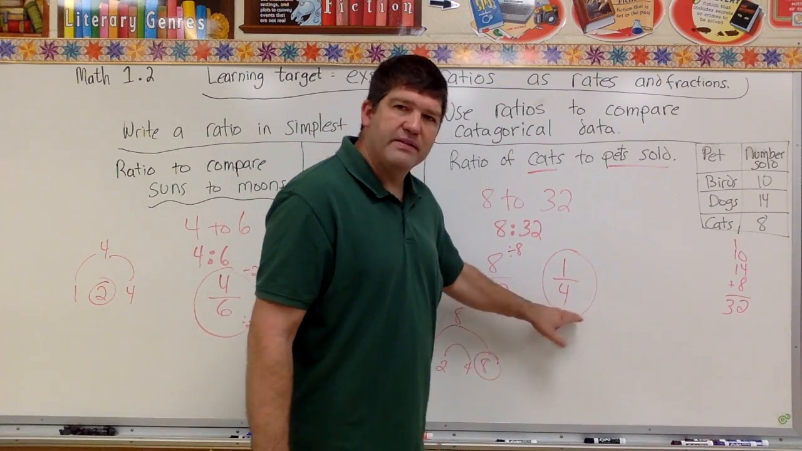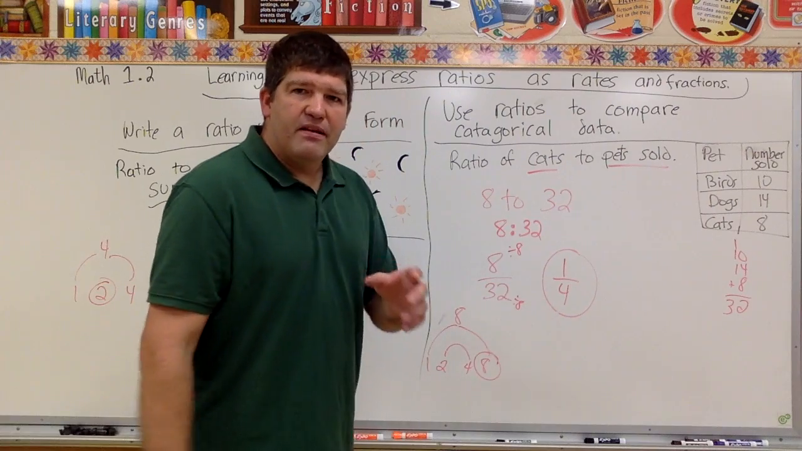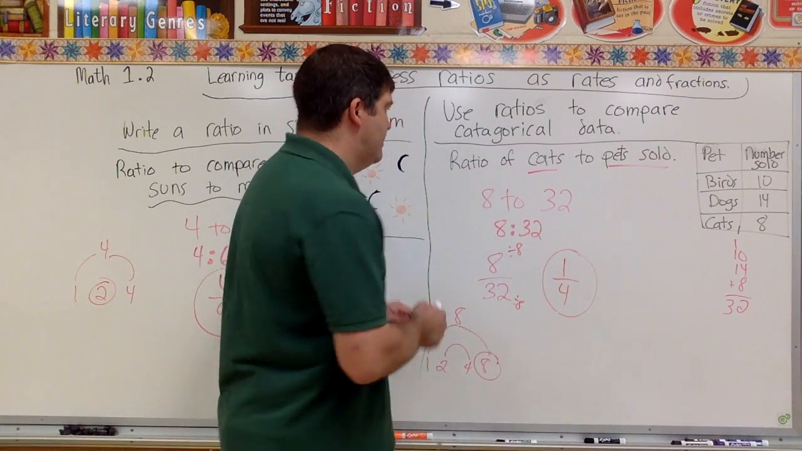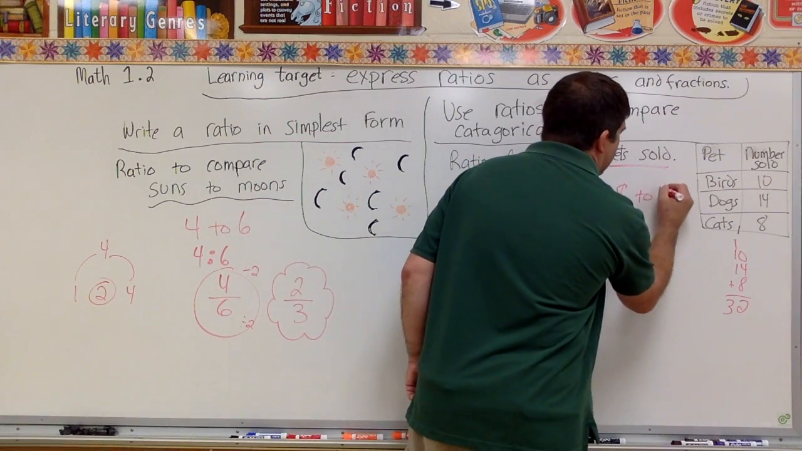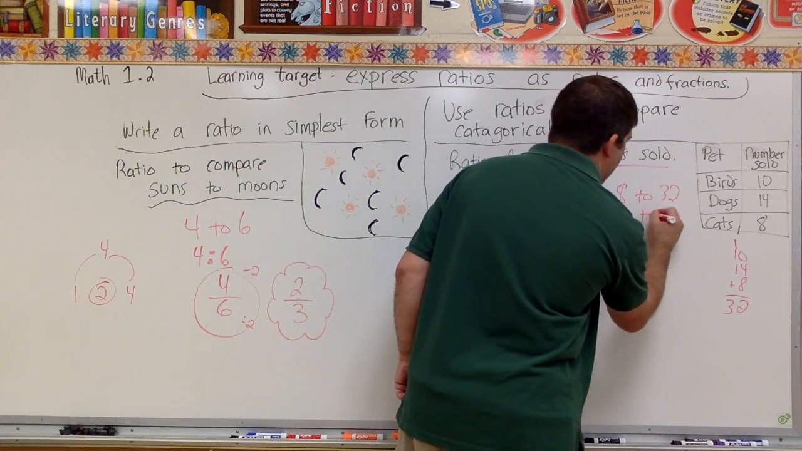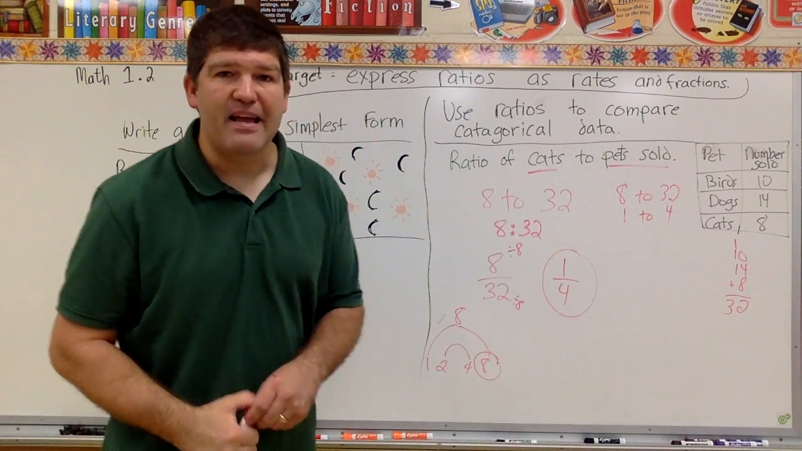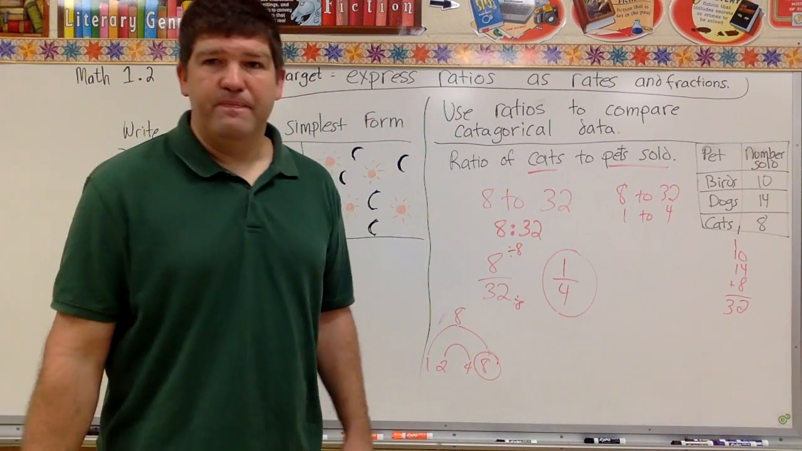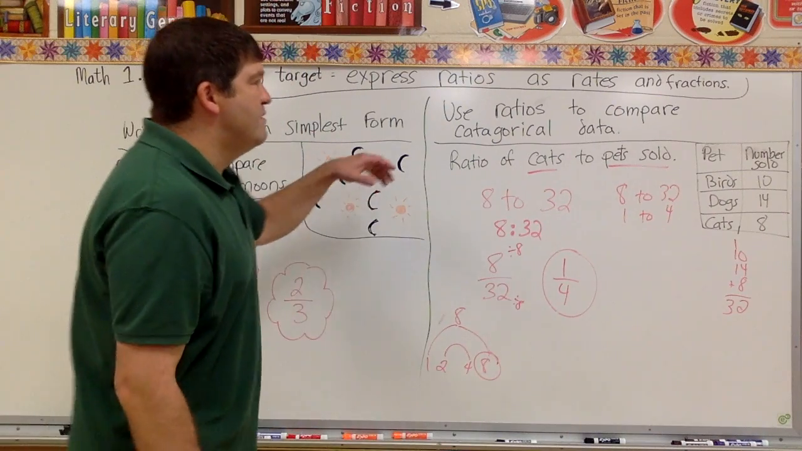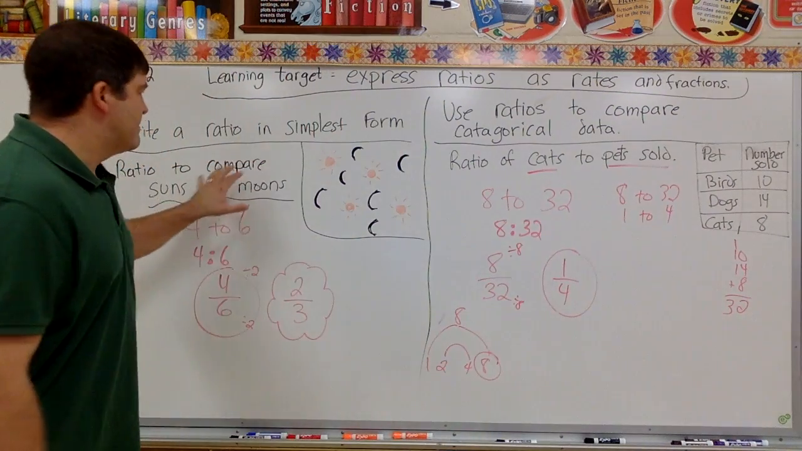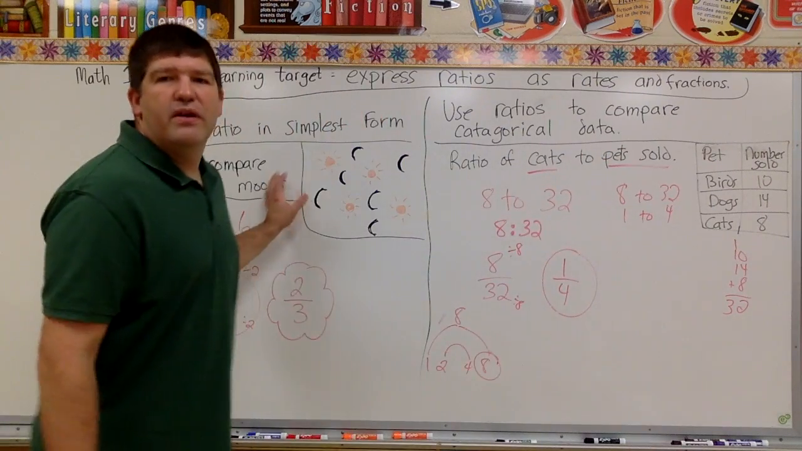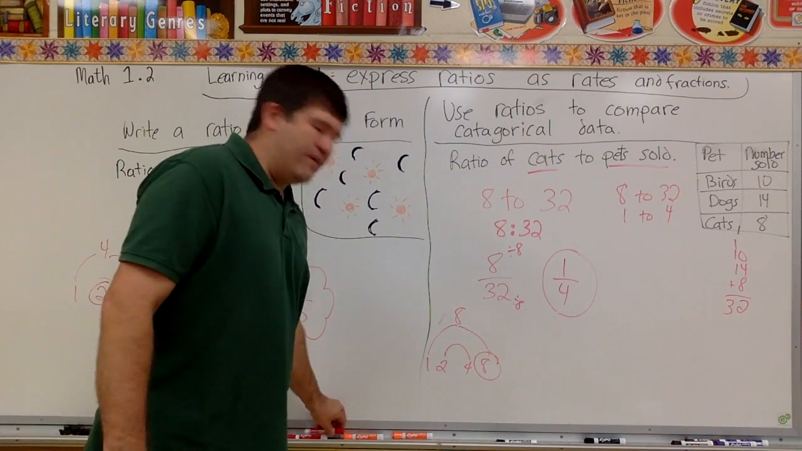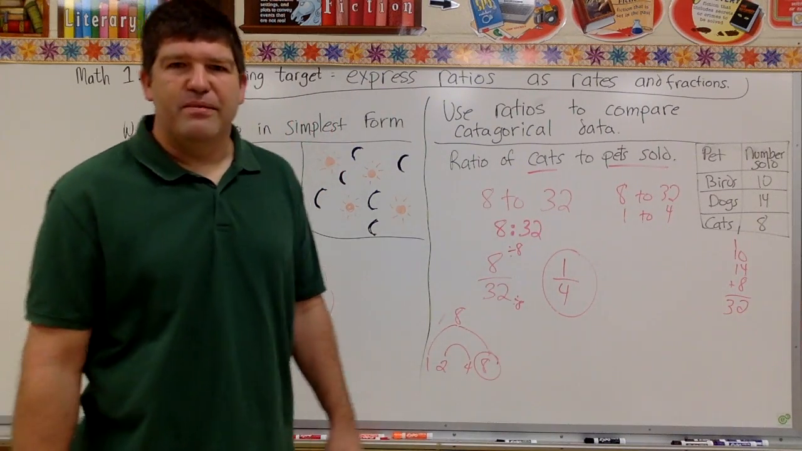This is where you always want to get. You always want to get it down to the simplest. So you can say, for every 1 cat, 4 pets sold. 8 to 32 is the same as saying 1 to 4. It's the exact same. They're equivalent. You just figured it out and simplified it. So this is the way to take a ratio, like suns to moons or cats to pets sold: you put it into a fraction, and then you simplify it. All right? Good. You'll watch a little guided practice and then do some independent practice on your own.